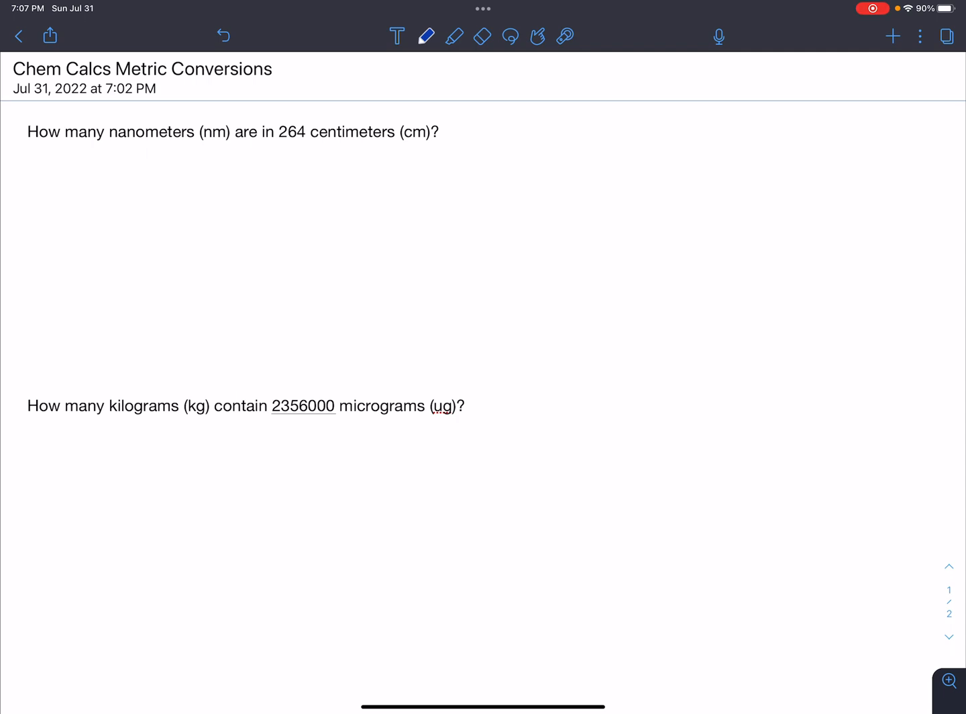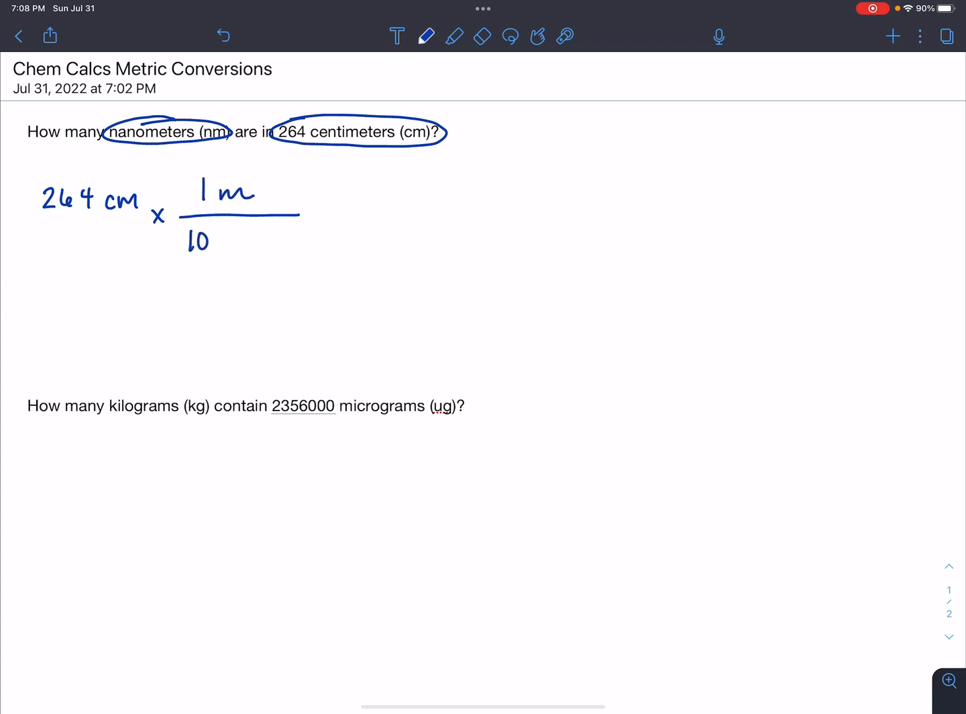Right, so we need to go from centimeters to nanometers. The easiest way to do this is to go through the base. To start, we identify our starting unit and then our ending unit. So I'm going to start with 264 centimeters, and I'm going to convert first to the base, which is just a meter. And I know, based on my understanding of the metric system, that 1 meter contains 100 centimeters. So there's my unit equality, which I've rewritten as a conversion factor. I choose to put the centimeter on the bottom because I want to cancel the centimeter from my initial amount.